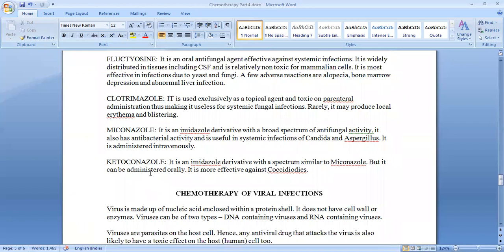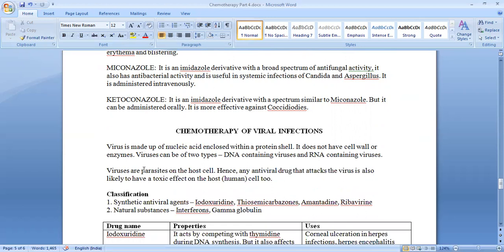If you know the three major categories of organisms which infect human beings, we have bacteria, we have fungi, and we have viruses. There are other organisms like protozoa and worms and all that. We will talk about that later. But right now we have finished talking about the bacterial infections. We have talked about fungal infections. So the next category of drugs are the ones used to treat viral infection. So a little bit we have to see about chemotherapy of viral infections.